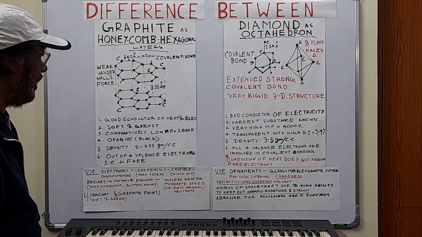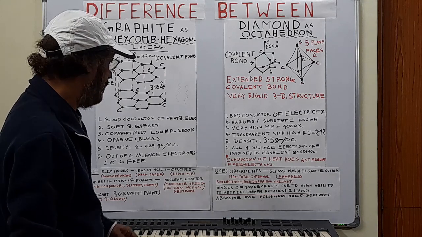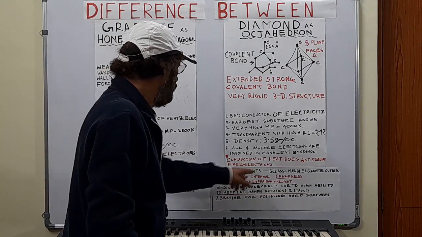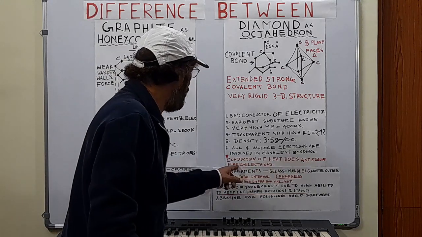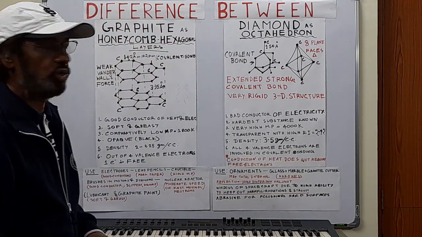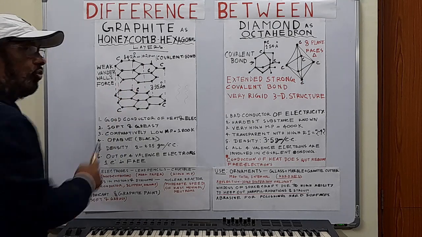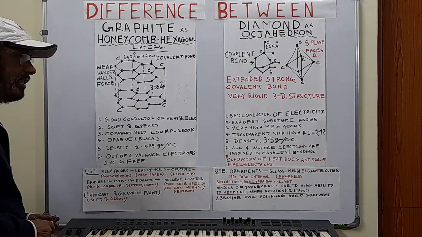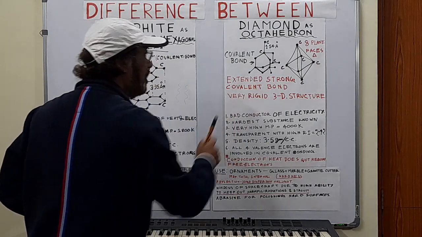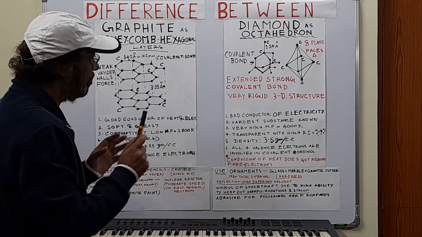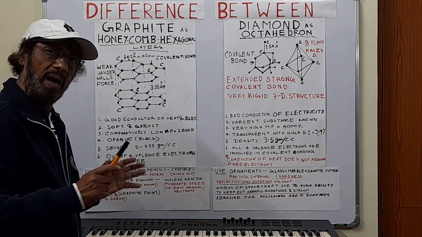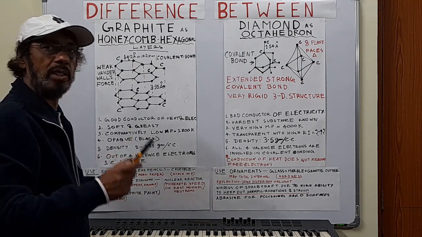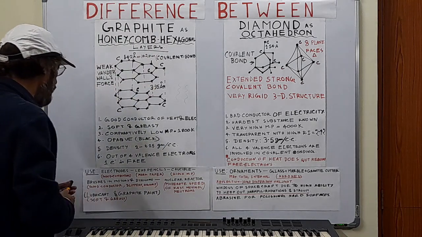One important point is that conduction of heat does not require free electrons. So graphite is a good conductor of heat and electricity. Diamond is also a good conductor of heat but a bad conductor of electricity.